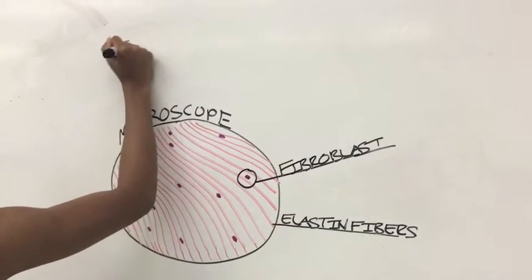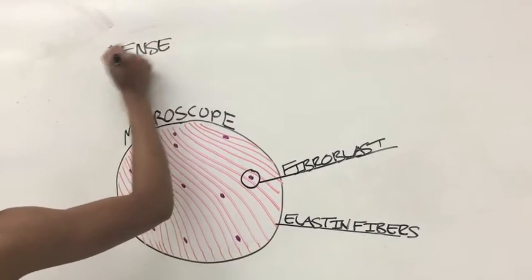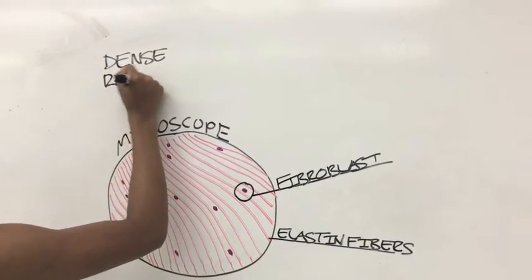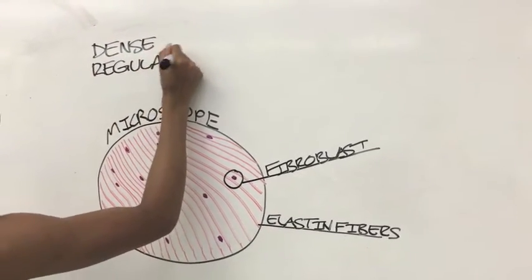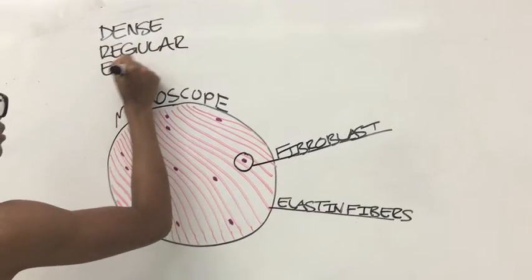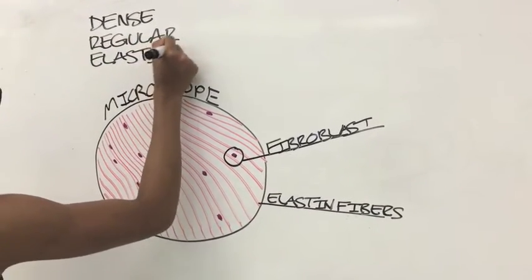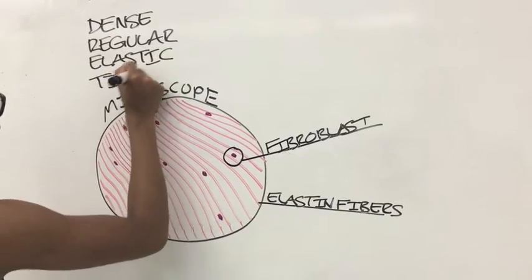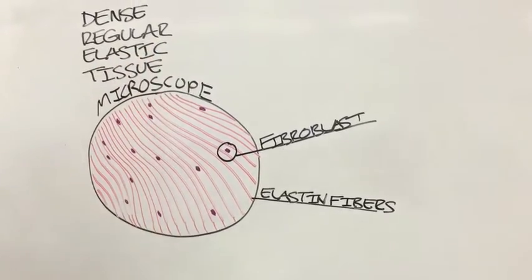Dense, regular, elastic connective tissue is capable of stretching and recoiling with strength in the direction of fiber orientation. It contains a matrix of regularly arranged elastin and collagen fibers and is located in ligaments between the vertebrae along the dorsal aspect of the neck and in the vocal cords.